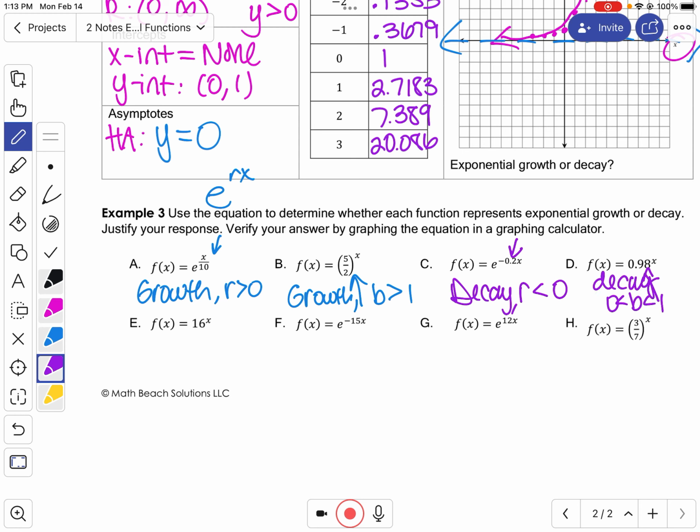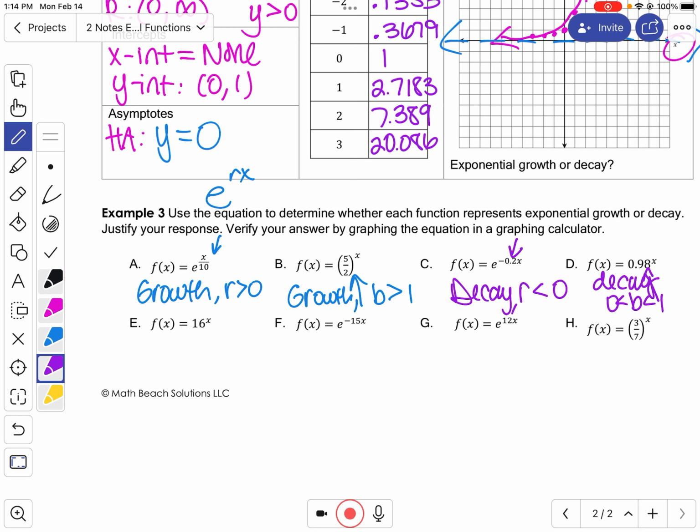So again, if it's just a regular exponential with no e, you're looking at the base. The base is what's directly in front of your exponent. If it's greater than 1, we know it's a growth. If it's in between 0 and 1, we know it's a decay. Okay, so pause the video, and I want you to try E through H. Pause it, and then you can come back and check your answers.